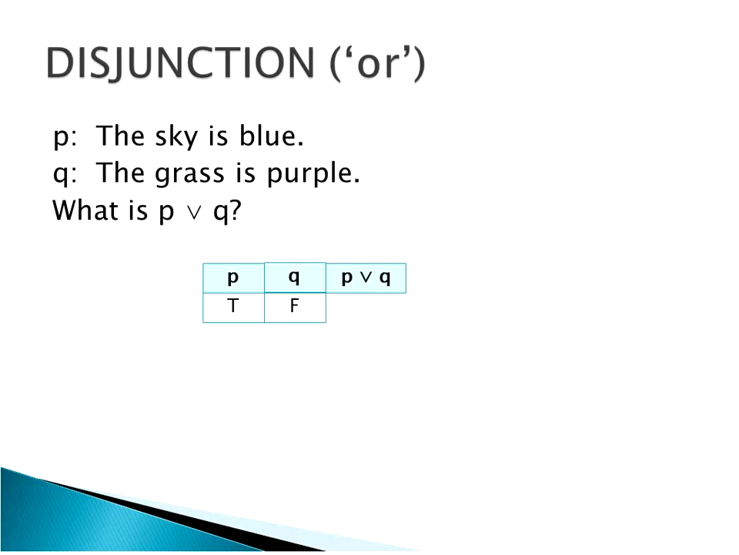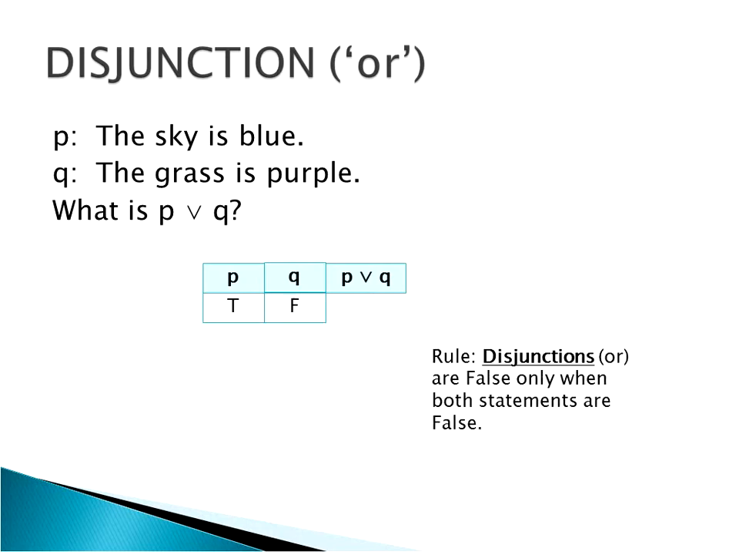So what's the rule for disjunctions? Disjunctions are false only when both statements are false. Both statements have to be false in order to be false. That means every other scenario is true. So what do we have? We have true and false in our truth table. So that's going to give me true.